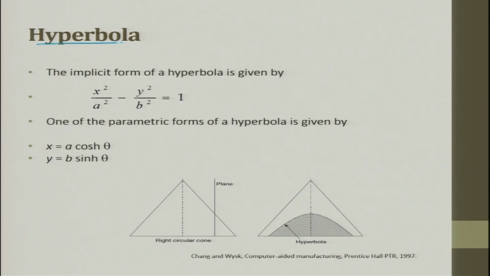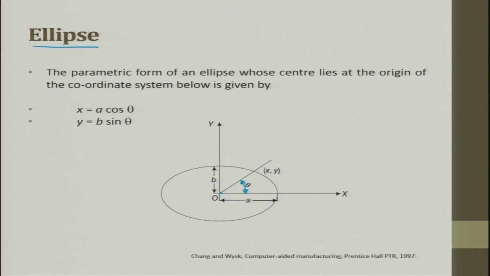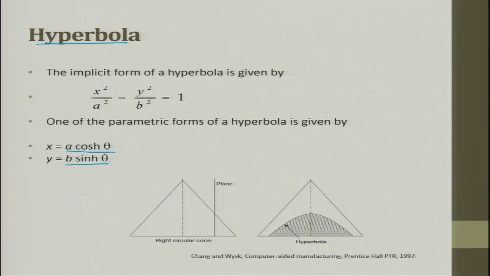When we want to do a hyperbola, the implicit equation for a hyperbola is x square by a square minus y square by b square equal to 1. I am representing it in a parametric form. I represent it as a cosh theta and b sinh theta. And here theta also takes values like those used in the ellipse.